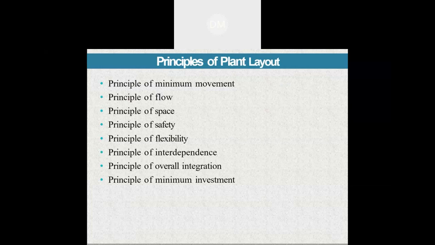of plant layouts. So material and labor minimum movement. So material and labor should be moved over minimum distance. Then principle of flow. Then principle of space, means required space. Then safety. There should be consideration for safety and convenience for workers. Then feasibility. So layout should be designed in the manner that production facility can easily be arranged when it becomes necessary in future on account of expansion and technological advancement.